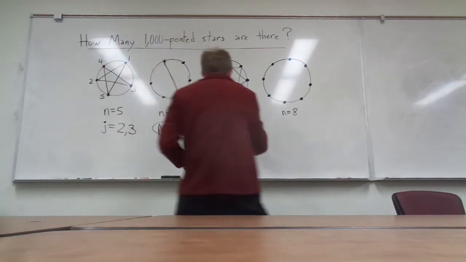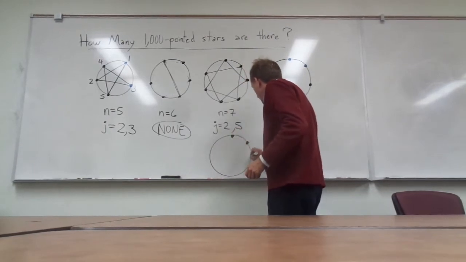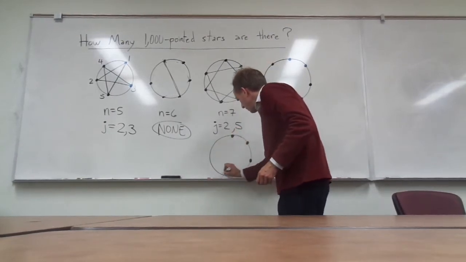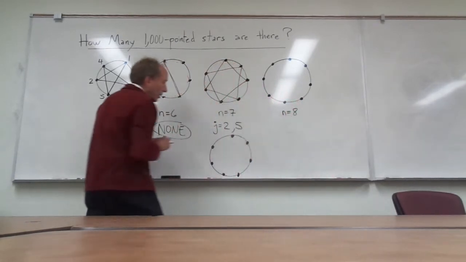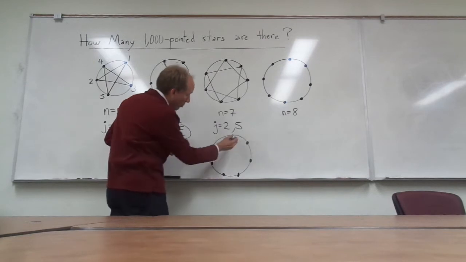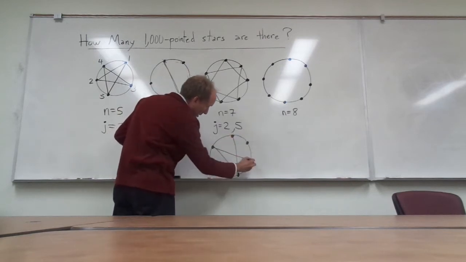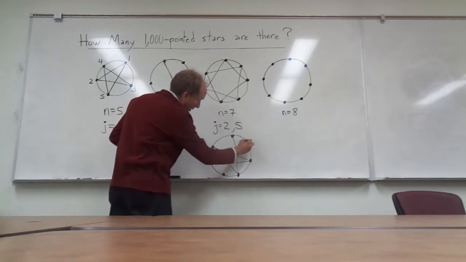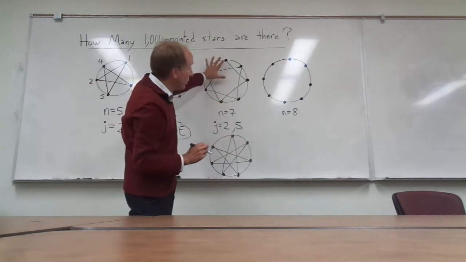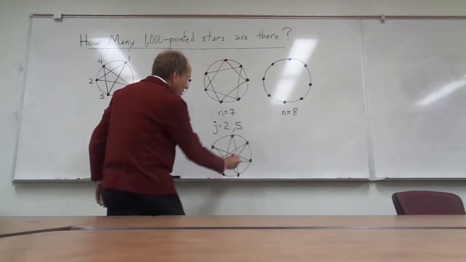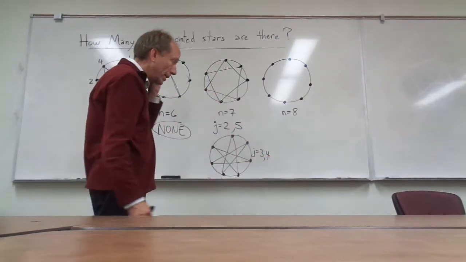Okay? Now, on the other hand, let me draw my 7 points again, because it turns out, see if I can get this about right, we can also get a star by connecting every third point. So this is going to be j equals 3. This is not the same star. It's going to look a little different. Okay? So there's a star. It's not equivalent to the star that I drew up here. This one corresponds to j equals 3 or 4. All right?